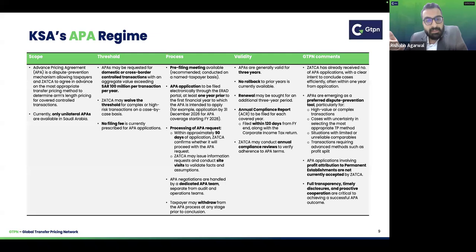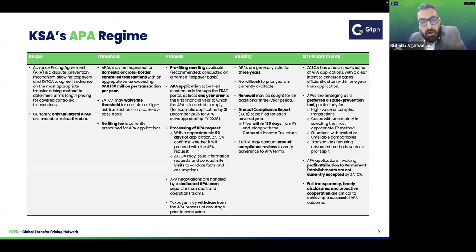Once that pre-filing is accepted, you actually make a formal APA application to ZATCA, and it has to be 1 year in advance of the year that you're trying to cover. So since we are already in 2026, February 2026, we cannot cover the calendar year 2027.